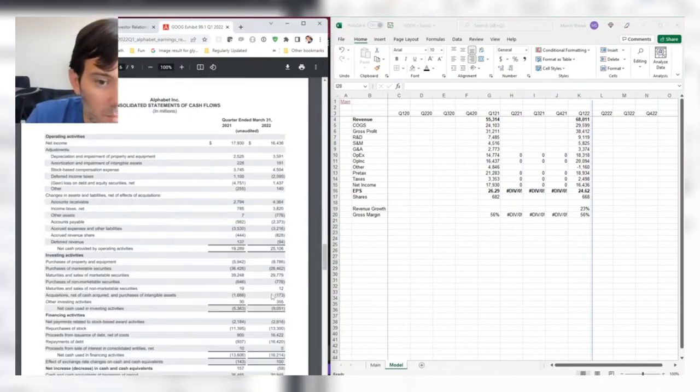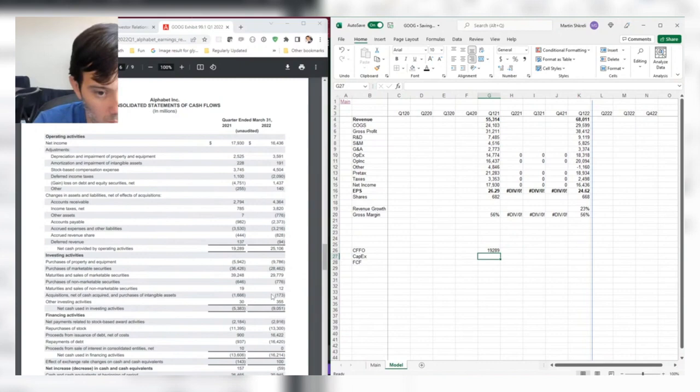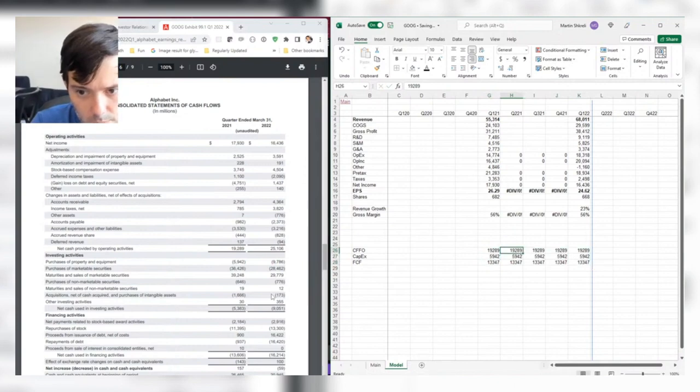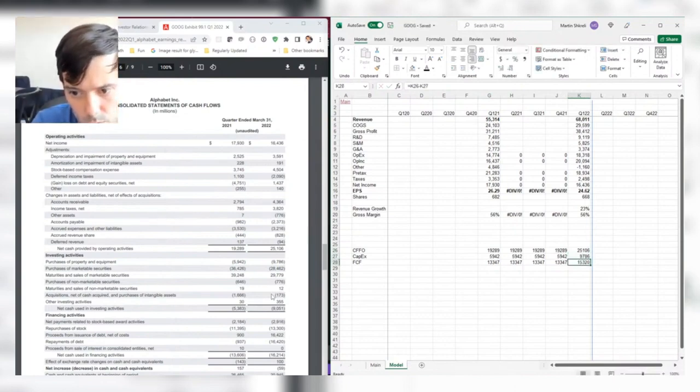All right, so actually the income statement's the most important thing for Google. I think the cash flow statement, well, cash flow statement is pretty important. Let me just jot down these as a shortcut. These are the 3 things I really care about: cash flow from operations, CapEx, and free cash flow. All right. Cool.